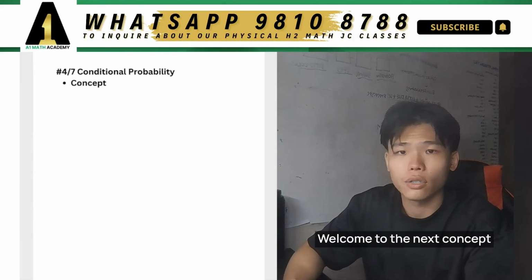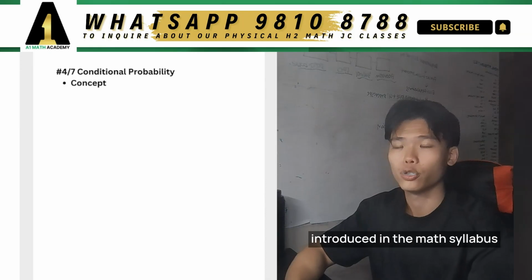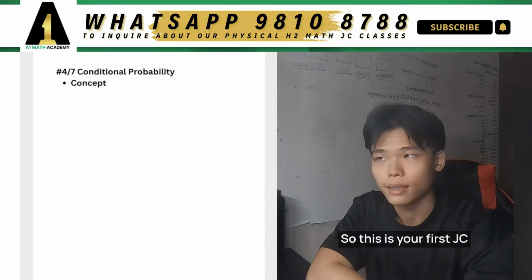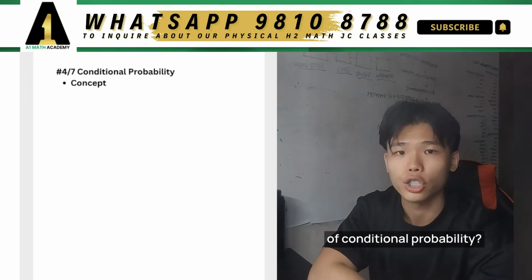Welcome to the next concept on conditional probability. This is a brand new concept introduced in the math syllabus that you have not learned before in secondary school. So this is your first JC probability concept, right? And what was the whole idea of conditional probability?